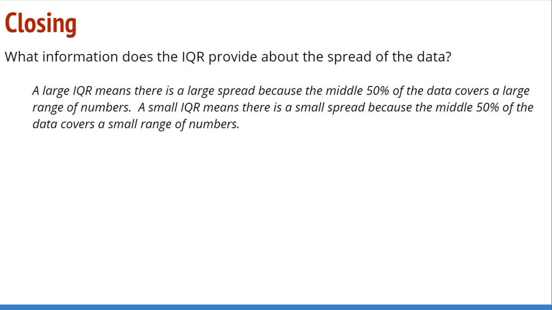So what information does the interquartile range provide? Well, a large interquartile range means that there is a large spread. The middle 50% of the data is very spread out. A small interquartile range means the center part of the data is not as spread out. It covers a smaller range of numbers.